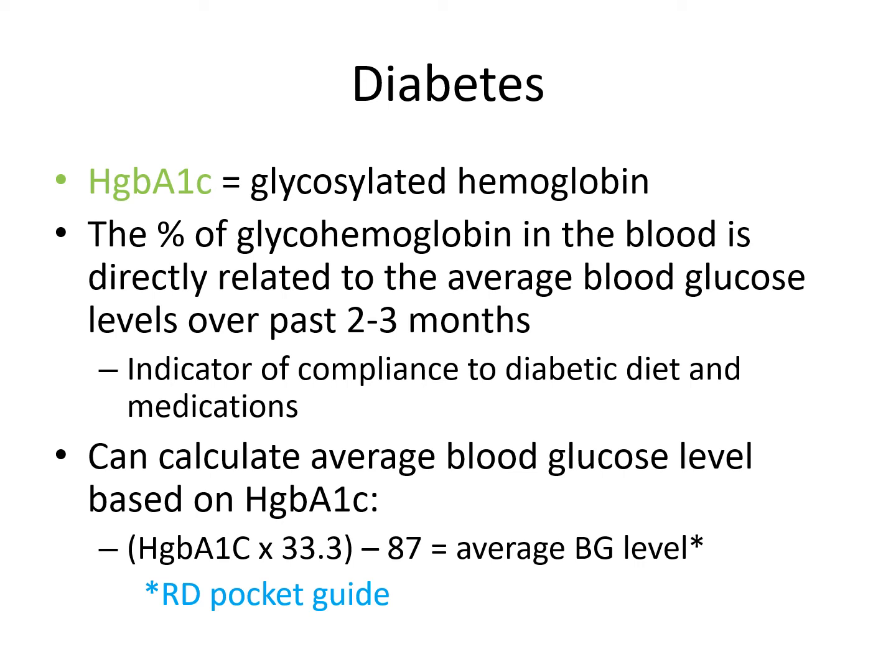Now the problem is most of the time your patients are going to say, I don't know what that means. Like, I know my A1C is bad, but what does that mean? So we can calculate average blood glucose from A1C. For example, if somebody has an A1C of 7, we would say 7 times 33.3 minus 87, and that would tell us that their average blood glucose was in the 145s, 150-ish.